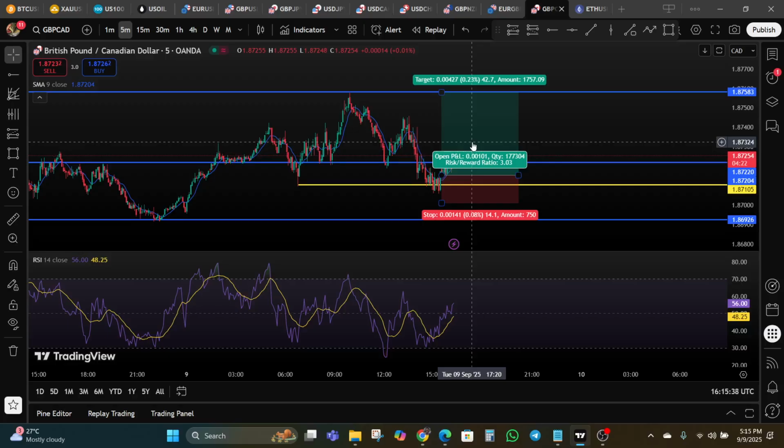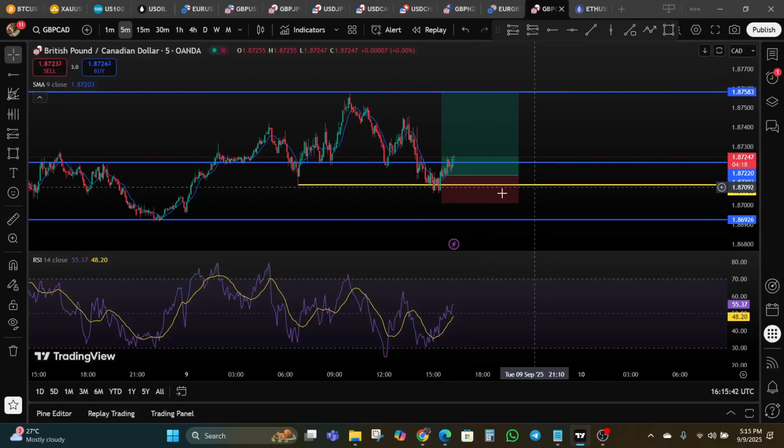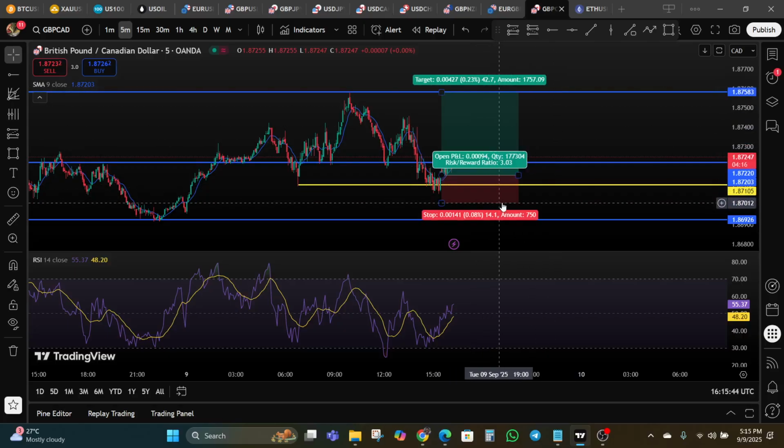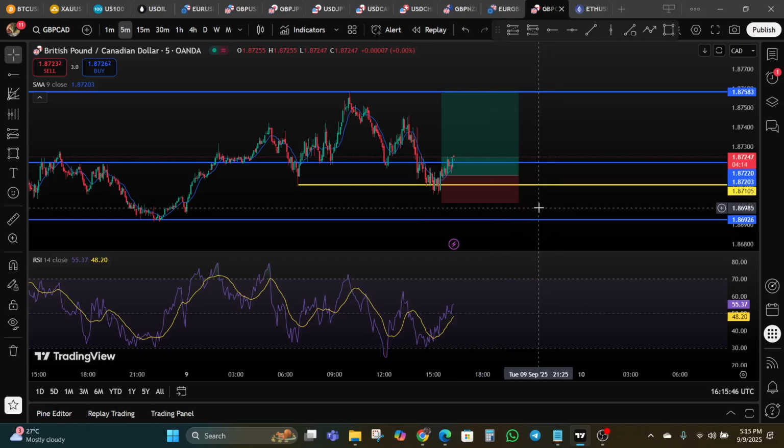All right, risk management is essential to protect your account. So that's the reason why you must always set a stop loss for every trade and calculate your position size based on your risk tolerance. Never risk more than a small percentage of your account on a single trade, okay? Consistent risk management ensures that even when trades don't go as planned, your account remains protected and you can keep trading with confidence.